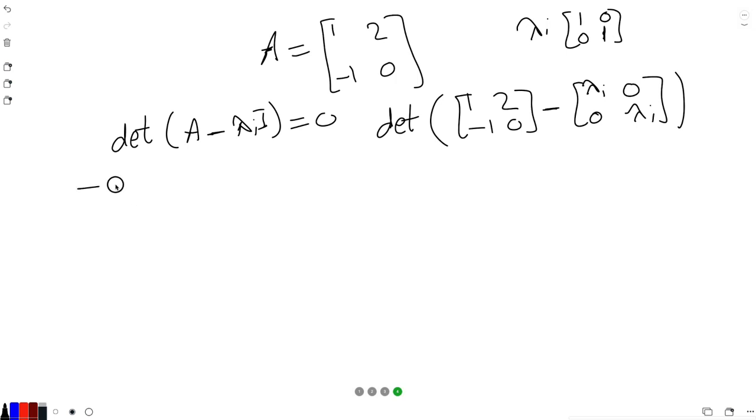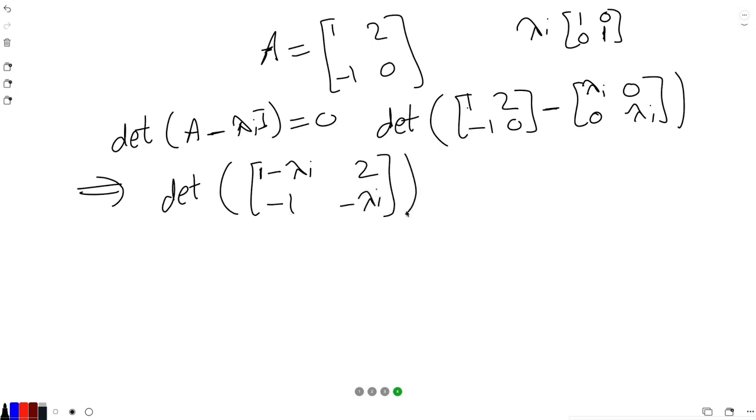And this makes the determinant of the matrix with entries 1 minus lambda, 2, minus 1, and 0 minus lambda, which is minus lambda. 1 minus 0 is 1, 2 minus 0 is 2, minus 1 minus 0 is minus 1, and 0 minus lambda is minus lambda. And this should be 0.